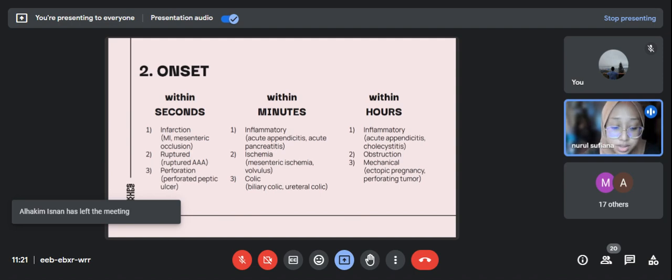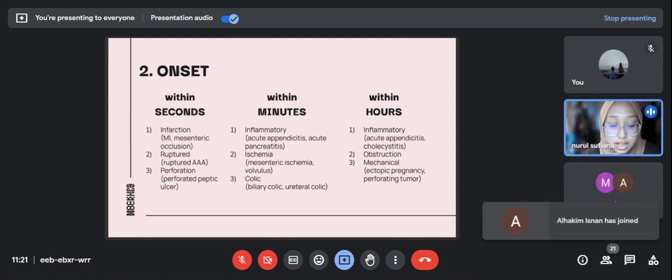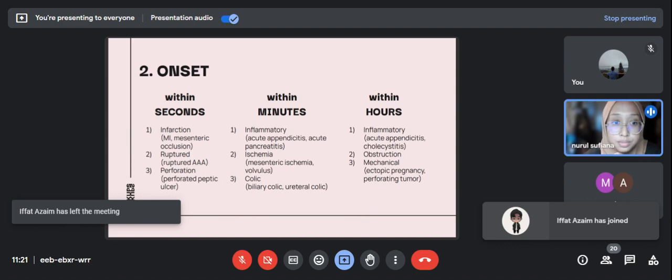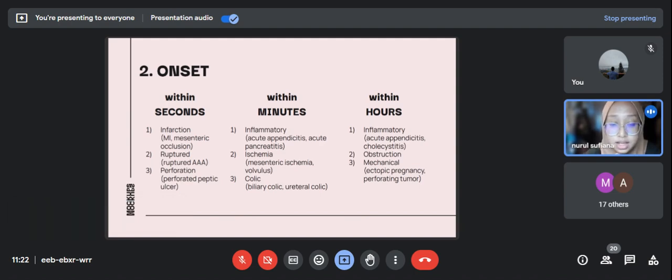Okay, so next is the onset of the pain, either within seconds, within minutes, or within hours. Pain that comes suddenly and becomes maximum within seconds could suggest infarction, rupture, perforation, where the differential diagnosis could be myocardial infarction, ruptured AAA, and perforated peptic ulcer. If the pain is gradual and steady, coming within minutes, it could be inflammatory causes, ischemia and colic. If within hours, inflammatory, obstruction, and also mechanical causes such as ectopic pregnancy and perforating tumor. Next slide.